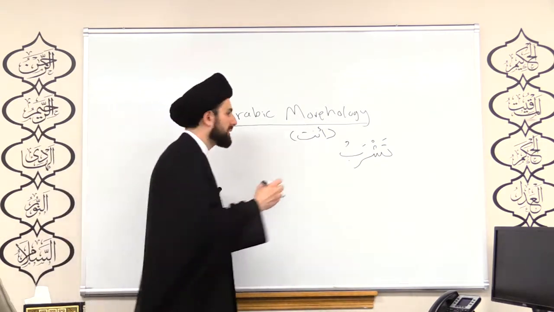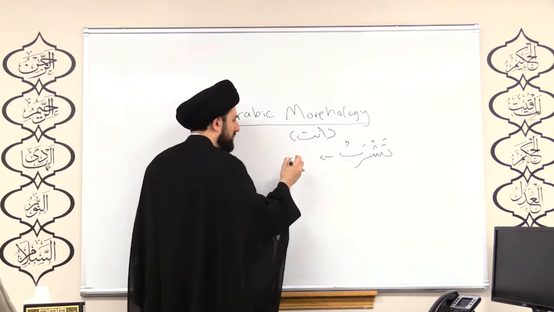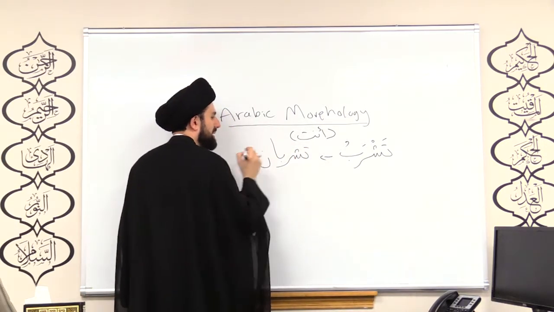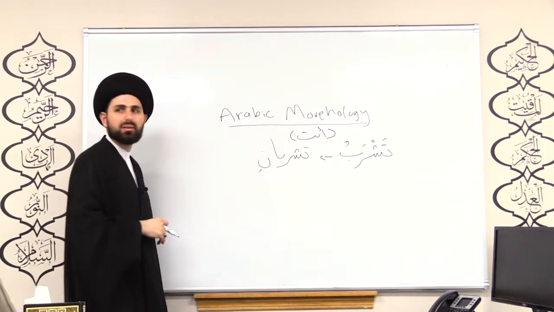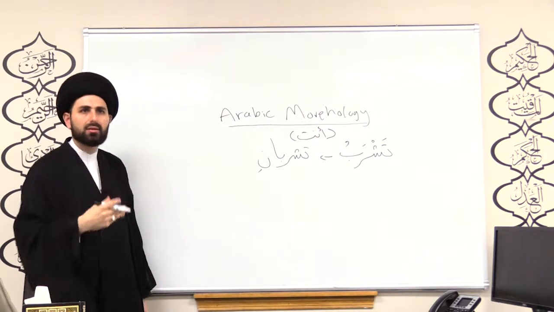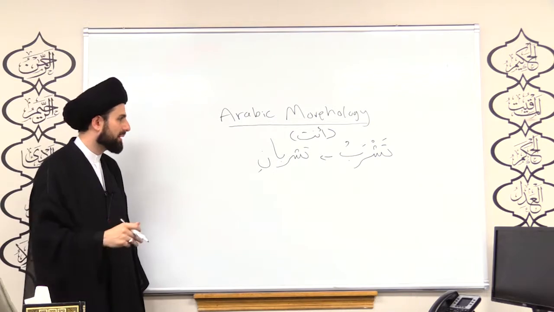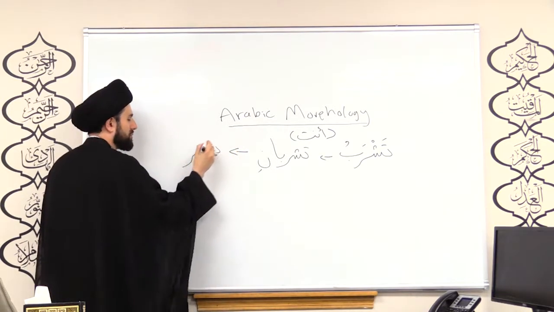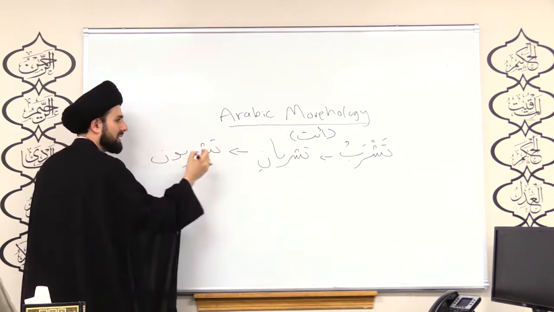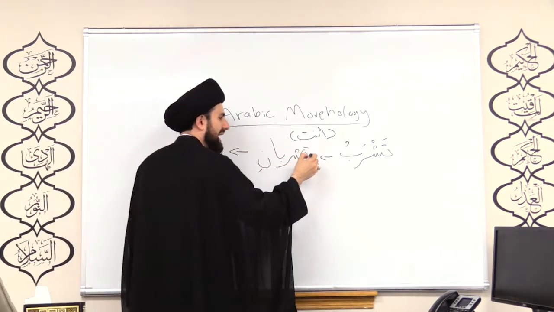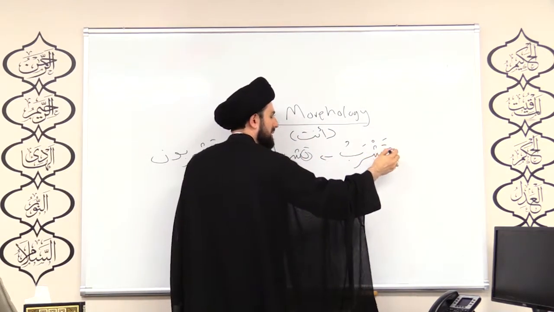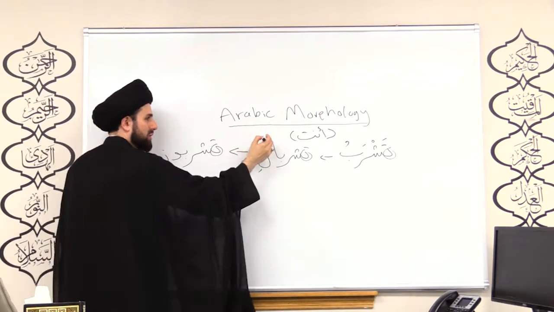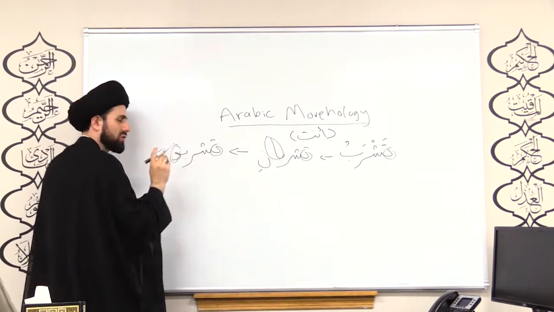Okay, make this dual. Second person dual. It becomes tashrabani. Tashrabani. You two drink. You're drinking. It's fi'al mudari'. And then if you want to make it plural, what happens? Tashrabuna. See, that ta stays fixed because it's a sign of second person. This is singular. This is dual. This is plural. And this is your pronoun for the dual and the plural.